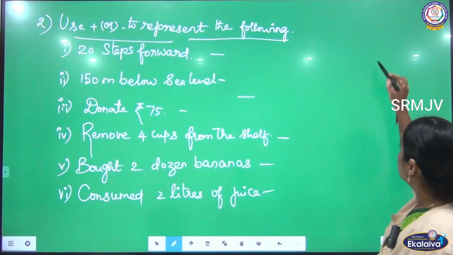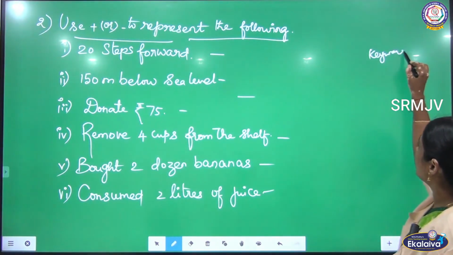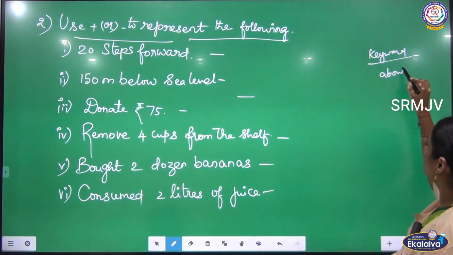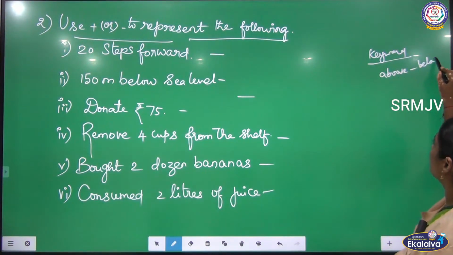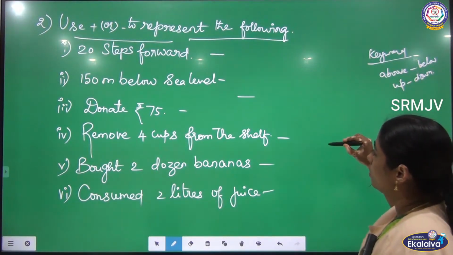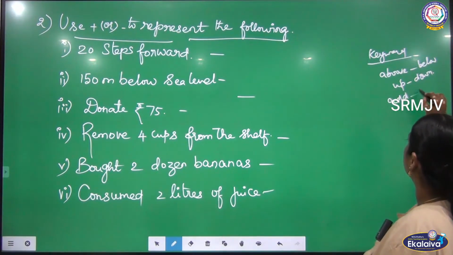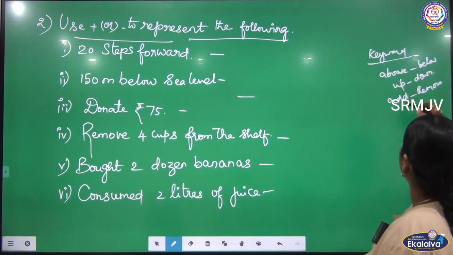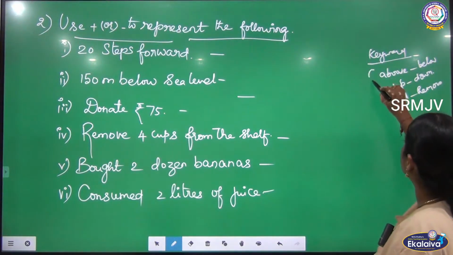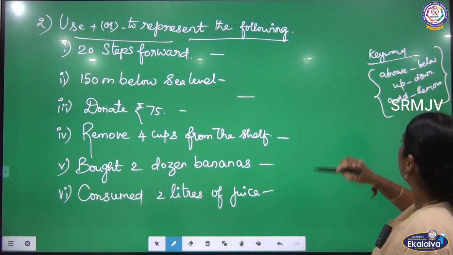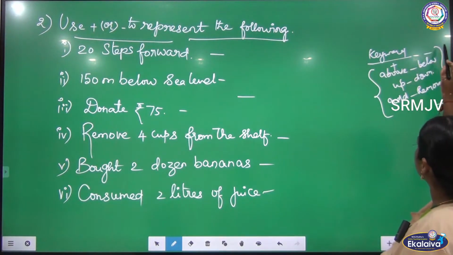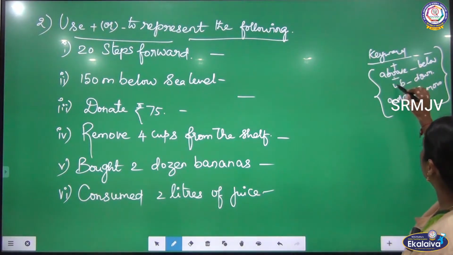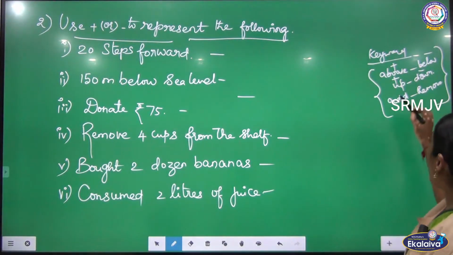So I am writing some keywords for you. Listen, above, below, up, down. Next, add, remove. So these are some keywords. Here above means plus, below means minus. Up means plus, down means minus. Add means plus, remove means minus.